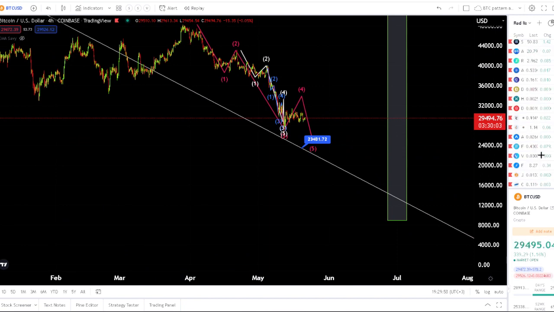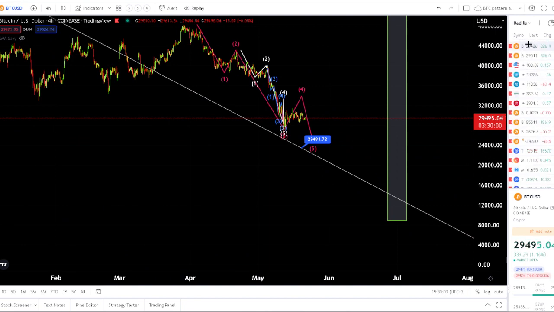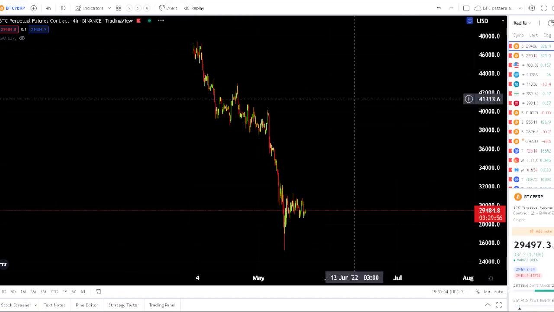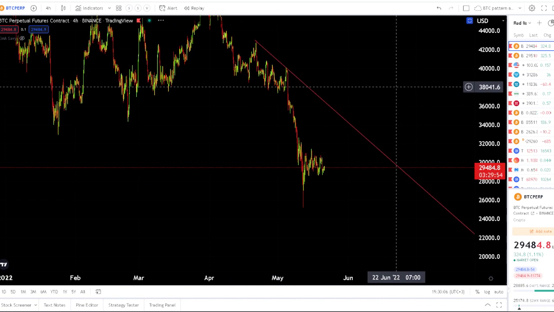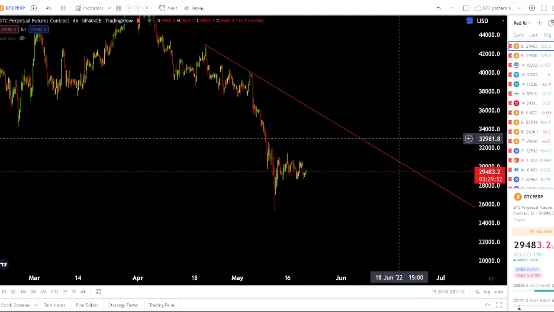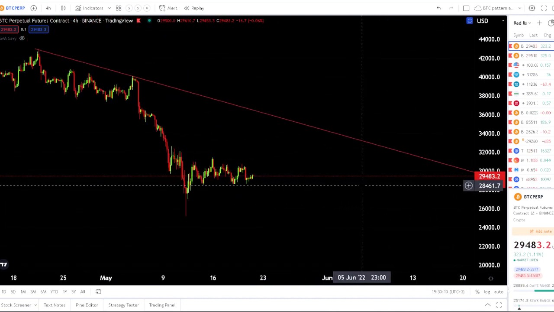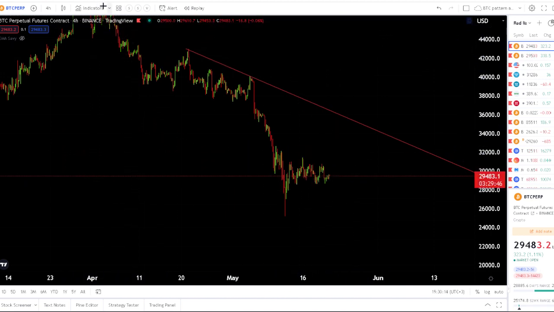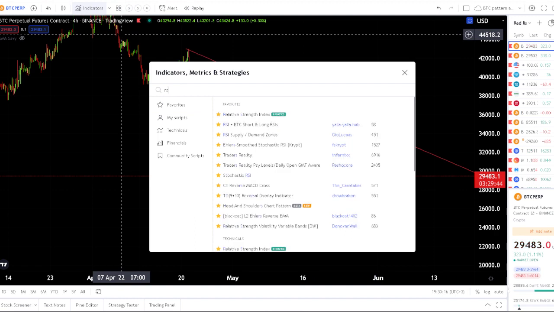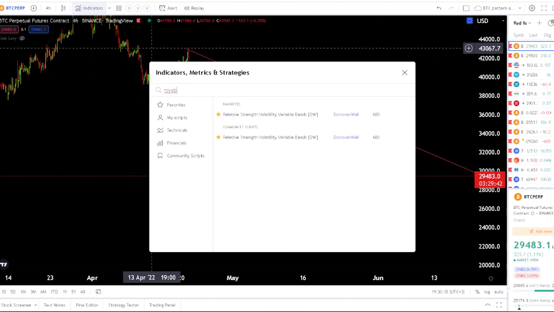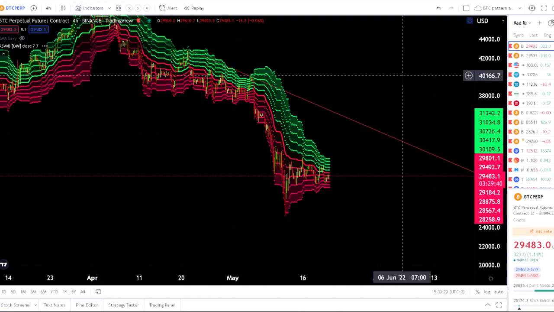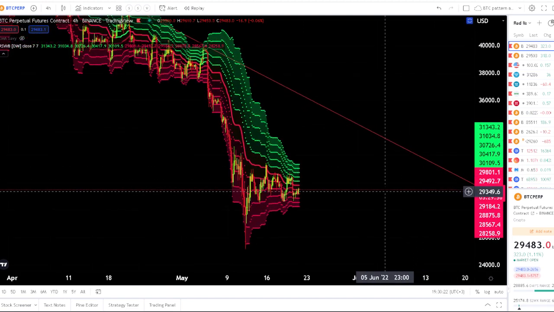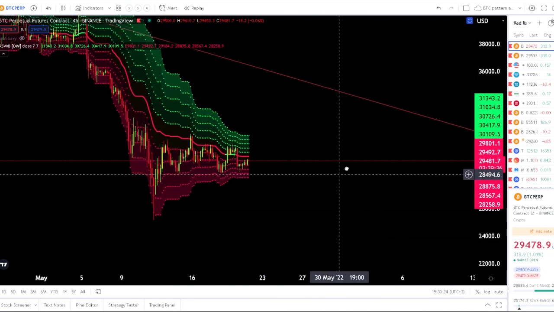Now let's go to the Bitcoin Binance chart. This is Bitcoin USDT perpetual futures. I have a trend line drawn over here. What is Bitcoin's possible next move? For that, I like looking at RSVVB, relative strength volatility variable bands. It tells me where Bitcoin is in the sense of volatility.